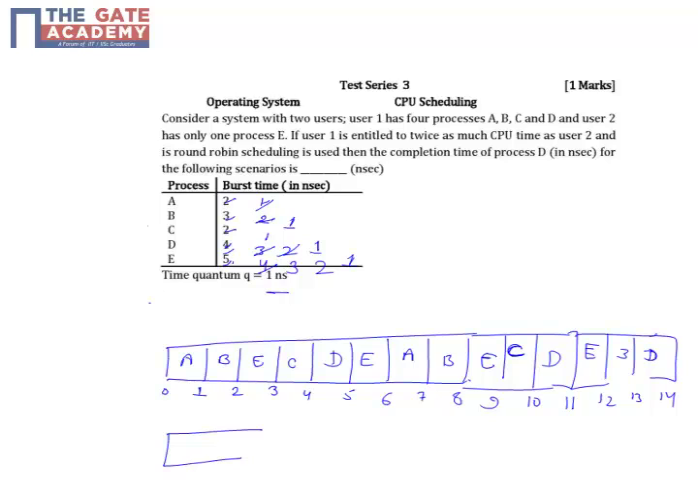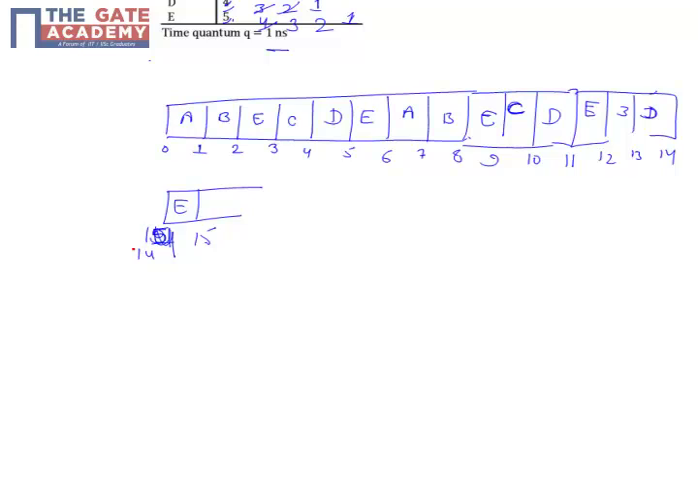After executing D up to 14, again user 2 will have the CPU and it will run from 14 to 15. Okay, this is 14 to 15 it will run. E will be completed. After that D will get its CPU and D will be completed. So D will be completed at time unit 16. So the answer for the question is 16.